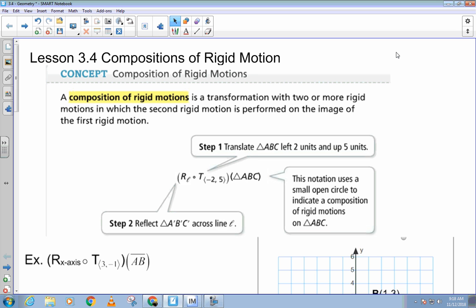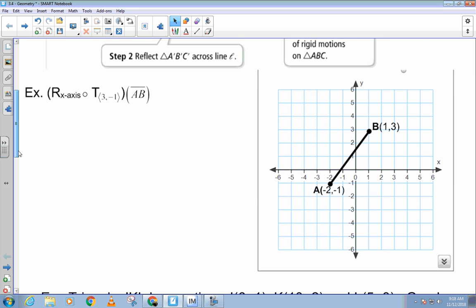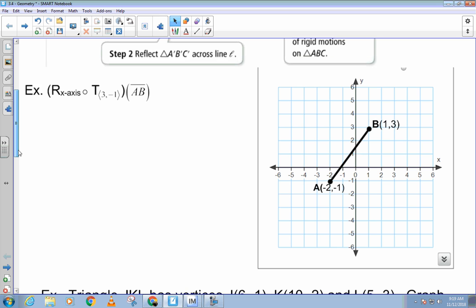So in this problem, this is a reflection over line L composed with a translation of the vector -2, 5. So I'm going to take my pre-image and I'm going to translate it through the vector -2, 5, and then I'm going to reflect it over line L. Right? You do it backwards when it has the open circle. But if it just says it in words, then you do it how it tells you to do it, okay?